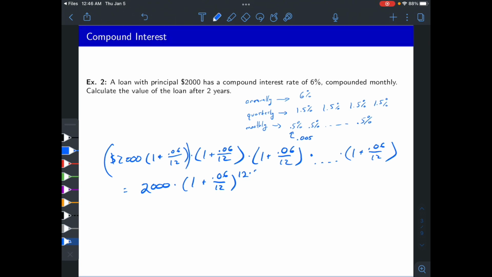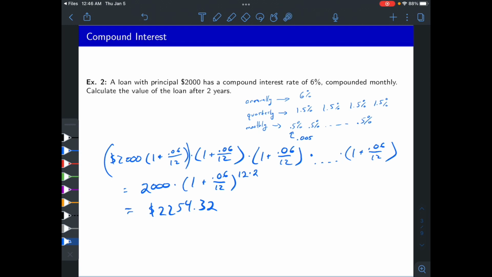So we would do this, and then we put this into our calculator, and our calculator tells us that this would be equal to 2254.32. So $2,254.32. Okay. All right.